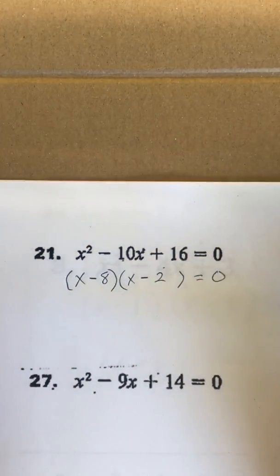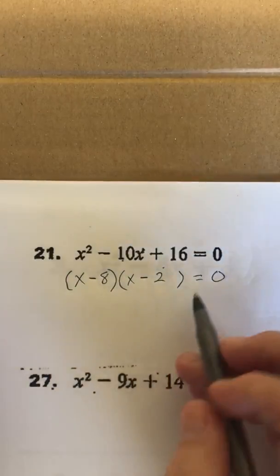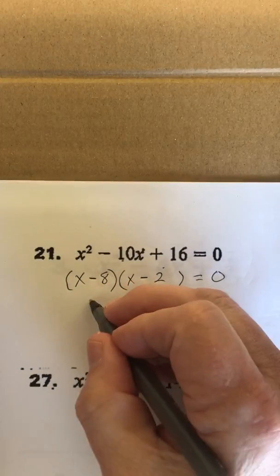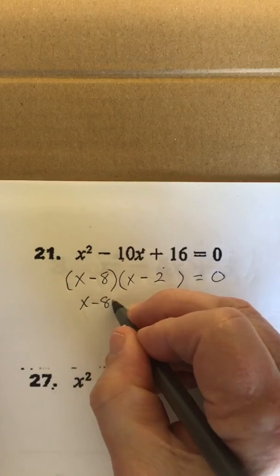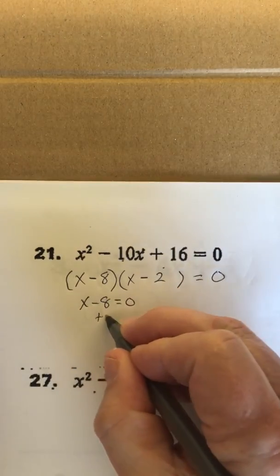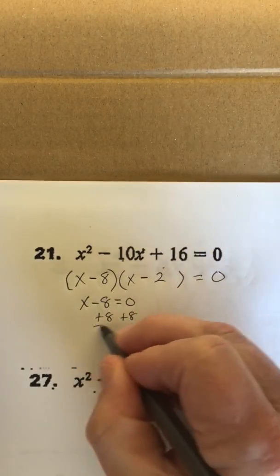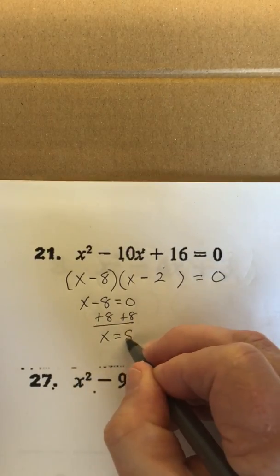All right, so we have it factored out. Now we take each and we solve it. So we take our x minus 8. We set that equal to 0. We add 8 to both sides. And we get x equals 8.